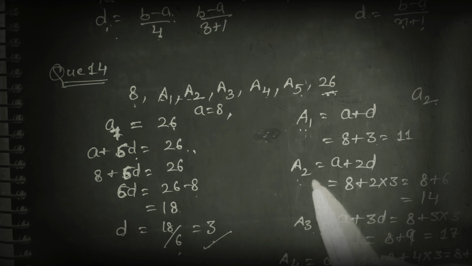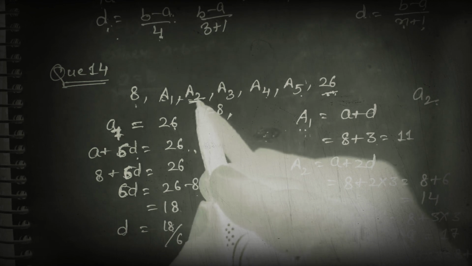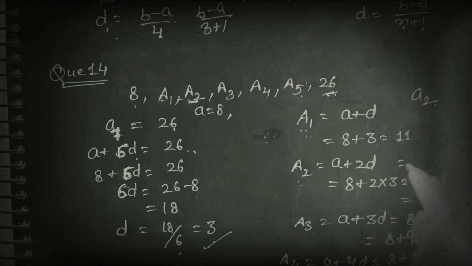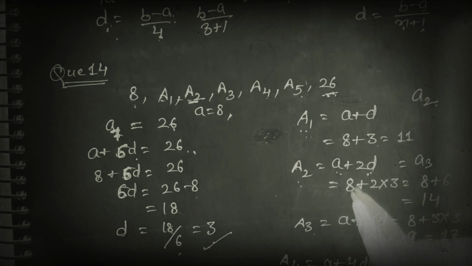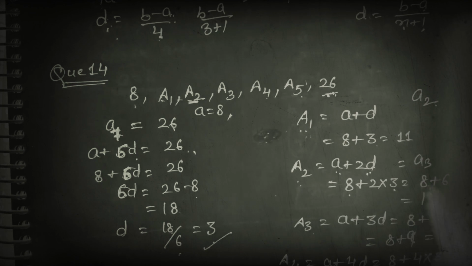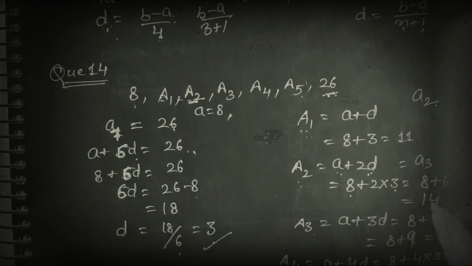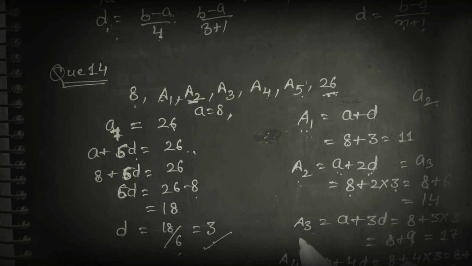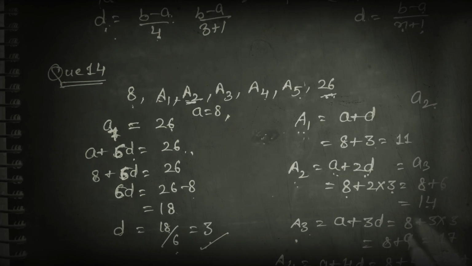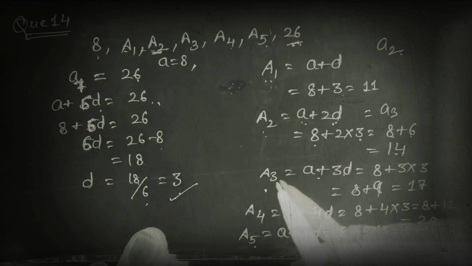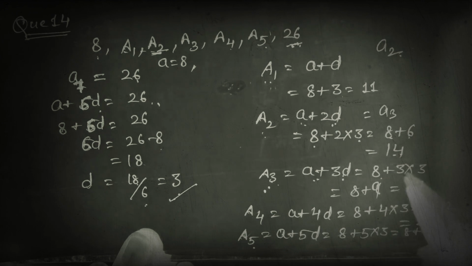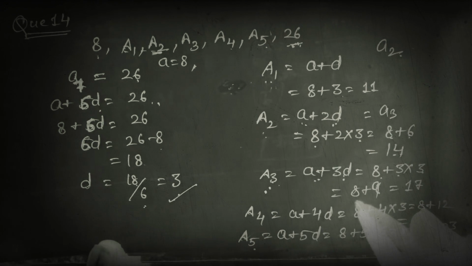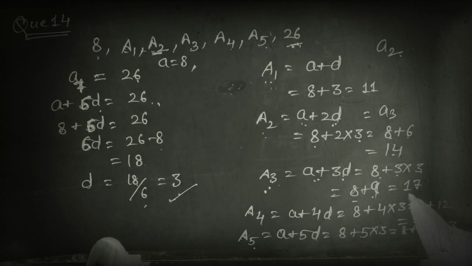Same A2. A2 is the third term. A2 here is third term of AP. So we can write A plus 2D. So A value is 8, D value is 3. So 8 plus 2 into 3, 6. 6 plus 8, 14. Now A3. A3 will be A plus 3D because this is fourth term. 8 plus 3 into 3, it is 8 plus 9, that is 17.